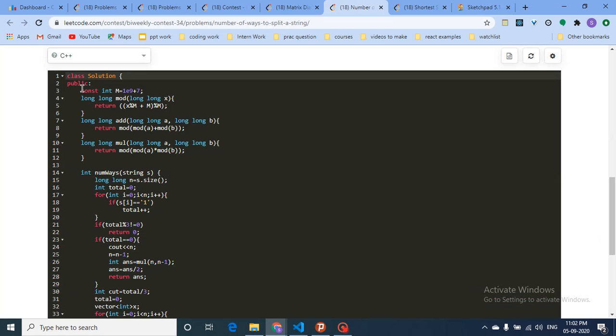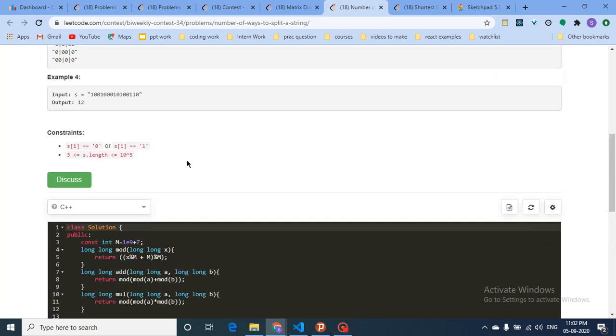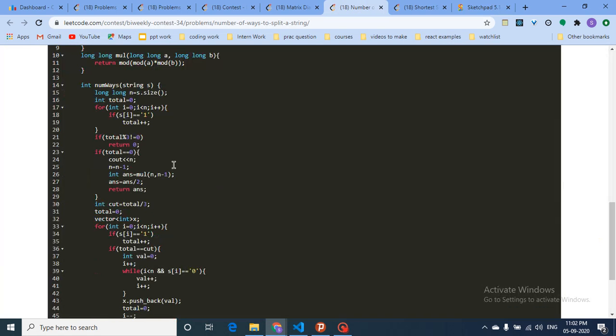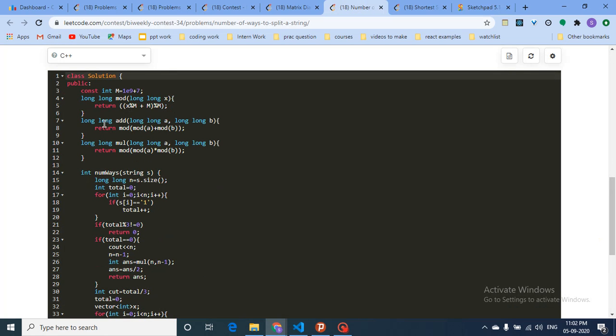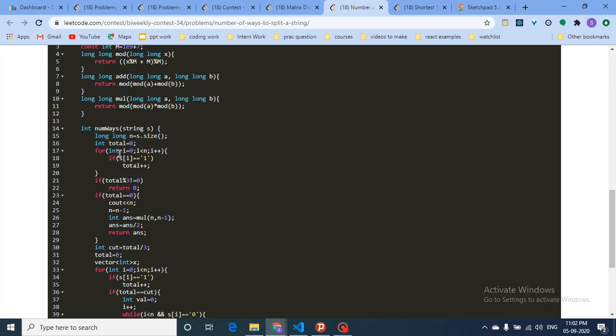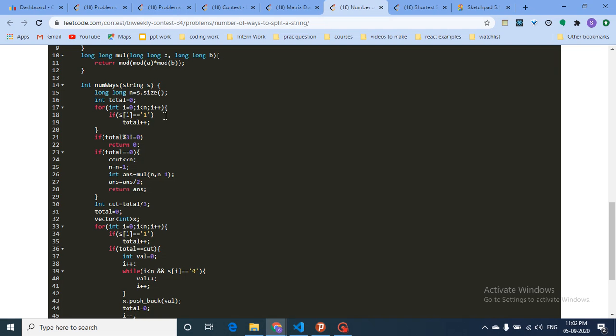So this is the function I always write when I have to do some operations using mod. I have also made a video on it, you can go and watch it. It's just finding out the mod operations easily. So that's the function in which we first iterate over the whole array and see how many ones are there.